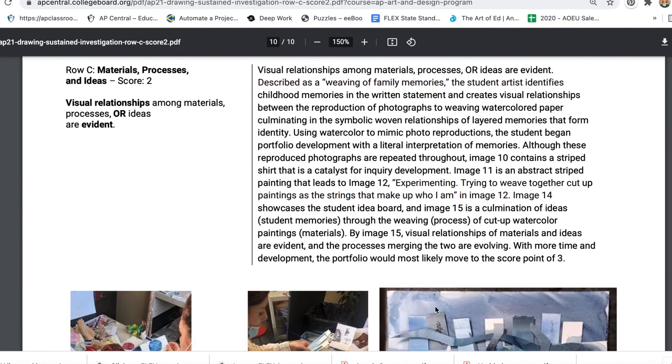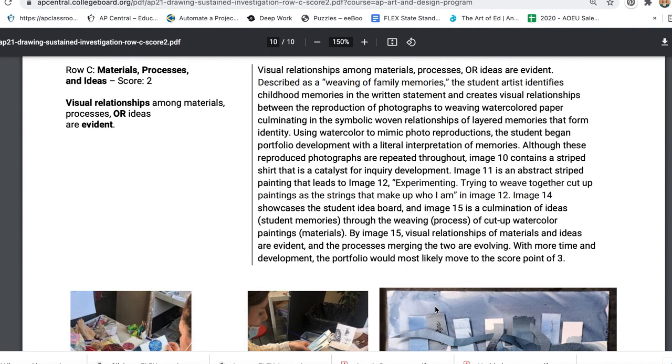So the rationale. Visual relationships among materials, processes, or ideas are evident. Described as a weaving of family memories, the student artist identifies childhood memories in the written statement and creates visual relationships between the reproduction of photographs to weaving watercolored paper, culminating in the symbolic woven relationships of layered memories that form identity. Using watercolor to mimic photo reproductions, the student began portfolio development with a literal interpretation of memories.